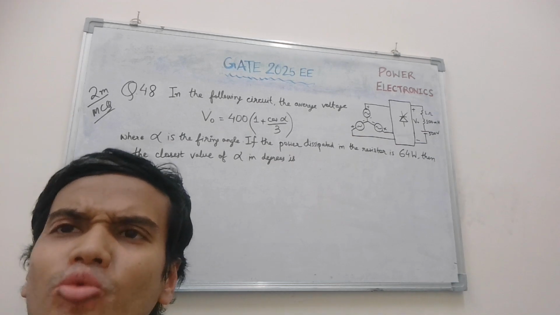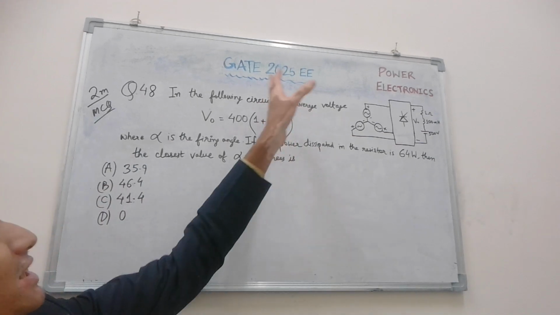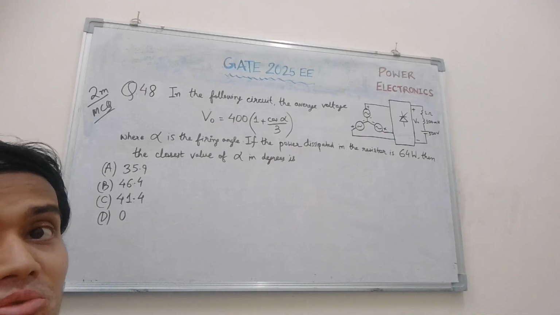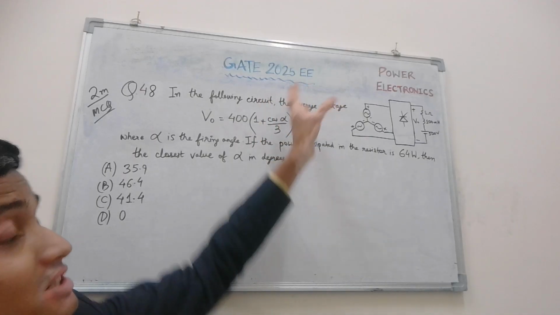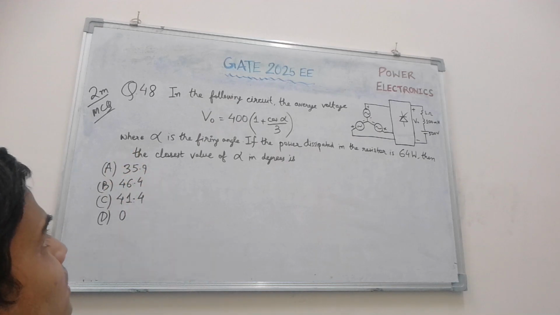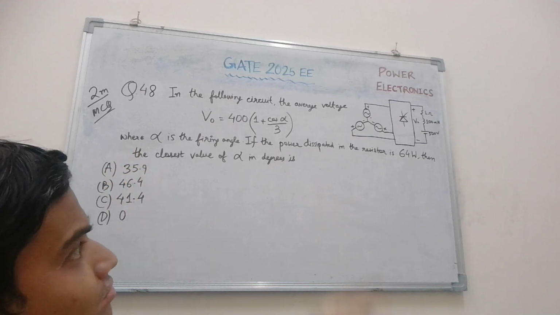Hello viewers, moving on to the next question in the series of GATE 220 electrical solutions from subject power electronics. The next question, question number 48 in the master question paper of GATE 220 electrical engineering from subject power electronics, is also a 2 marks MCQ type. It is basically from converters, right?